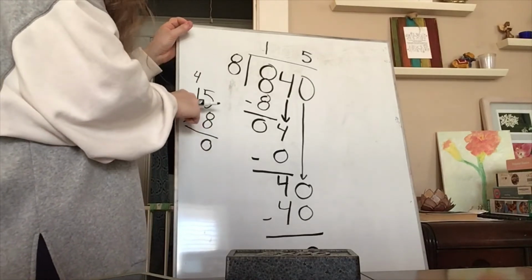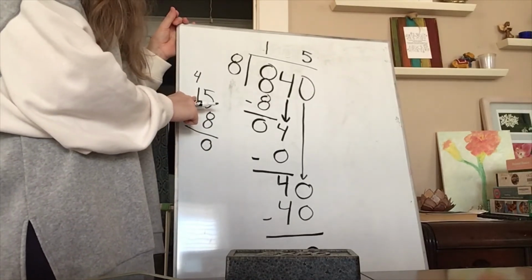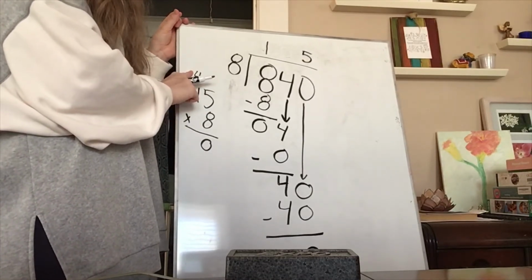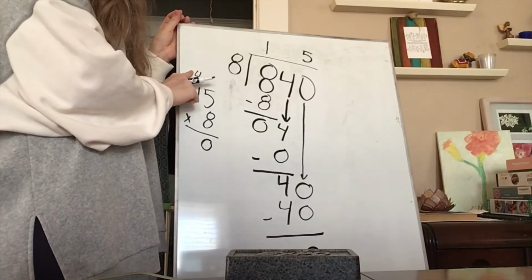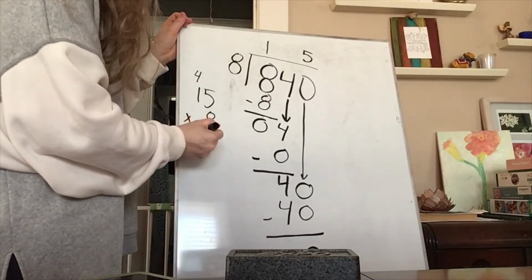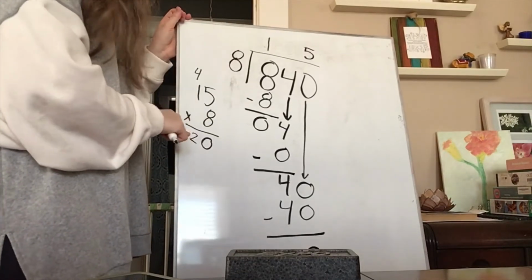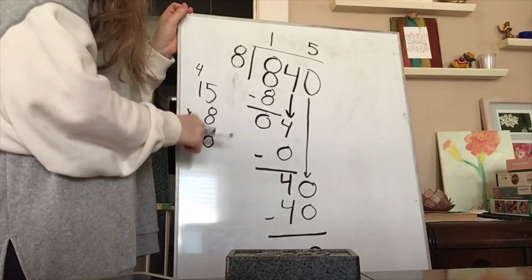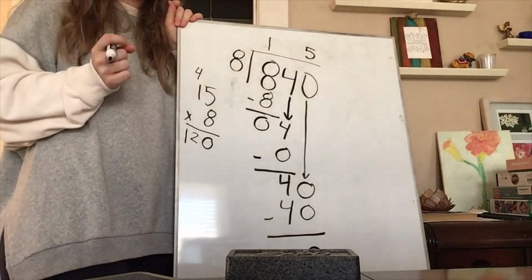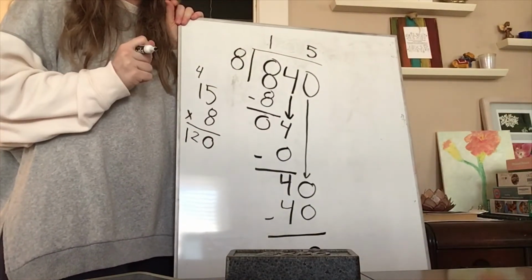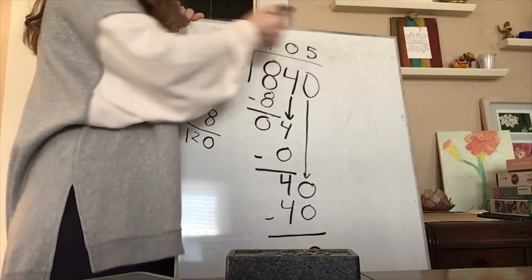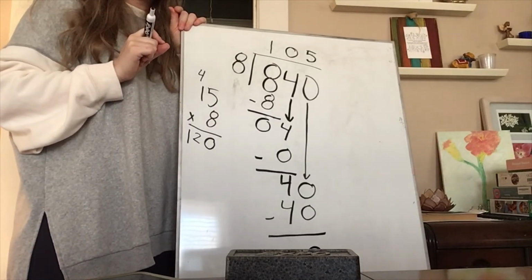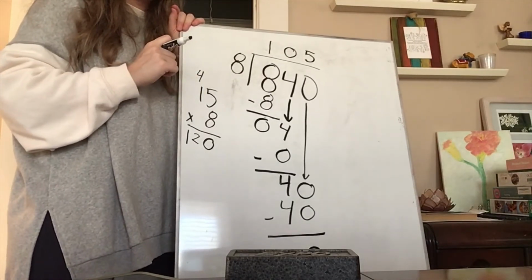Then we multiply 8 times 1. Class, 8 times 1 is what? 8. Then we add our regroup number. 8 plus 4 is what, class? 12. Do we have anywhere to regroup the 1 to? No. So we're just going to leave it. So that means 15 times 8 is 120. Is that even close to 840? Is that anywhere near 840? No. That's why we cannot skip the zeros in the middle or at the end of our dividend. Otherwise, we end up with a much smaller number than what we need.